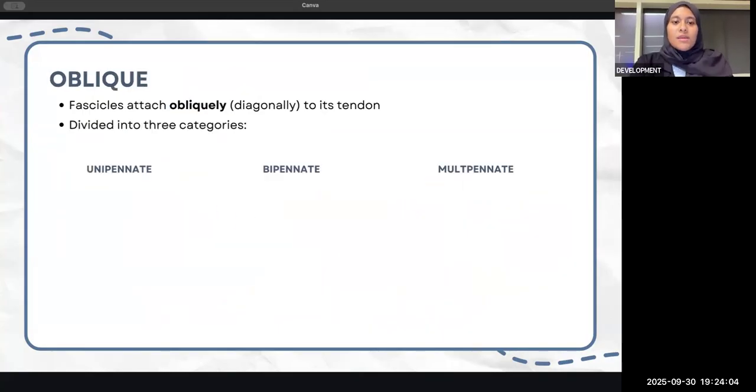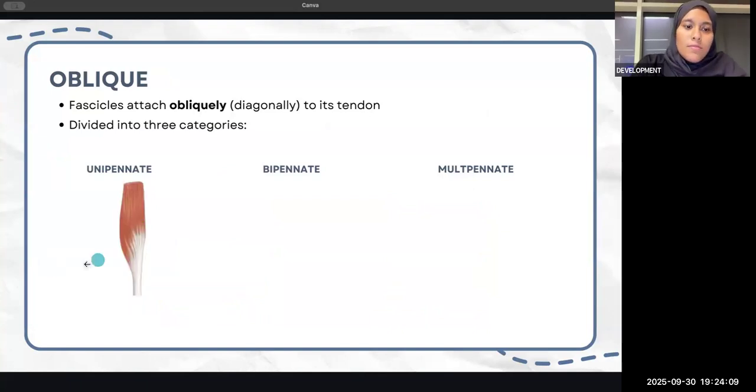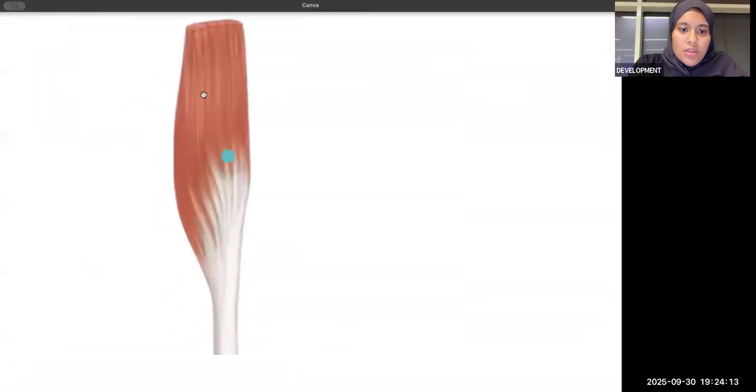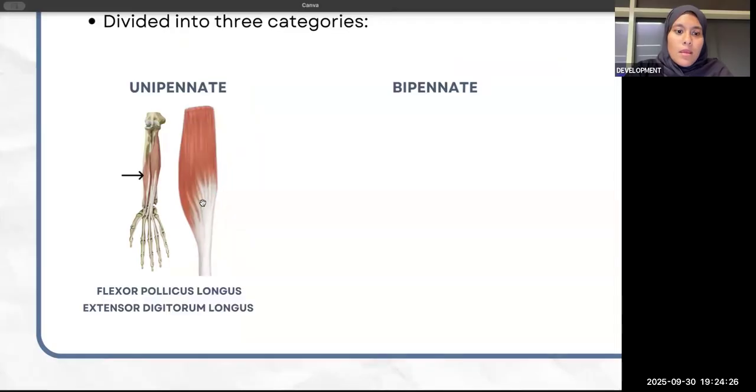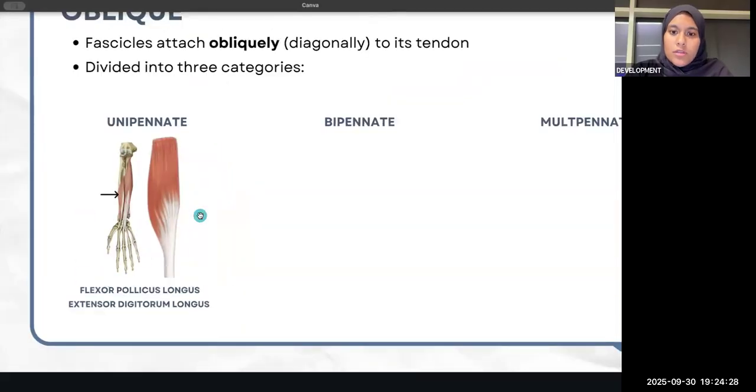Okay, so oblique. Let me explain here. First of all, you have three categories, but let me explain on unipennate. You can see the fibers here, they're running diagonally. They're not going straight. Like parallel is going straight. Convergent is going from all sides, but oblique is all going from a diagonal direction, okay? And these are the examples for it.